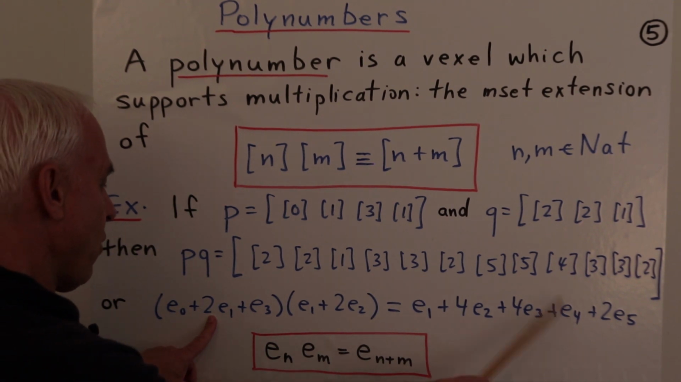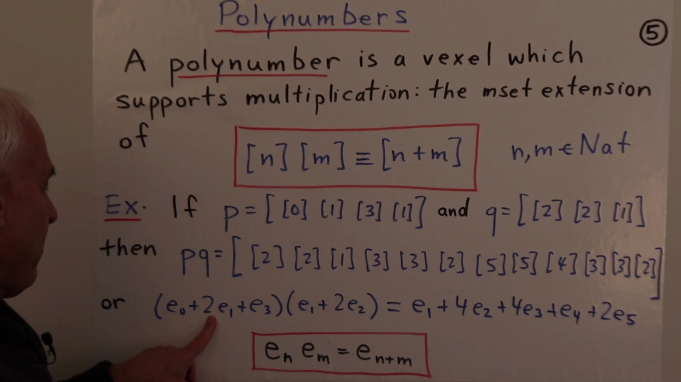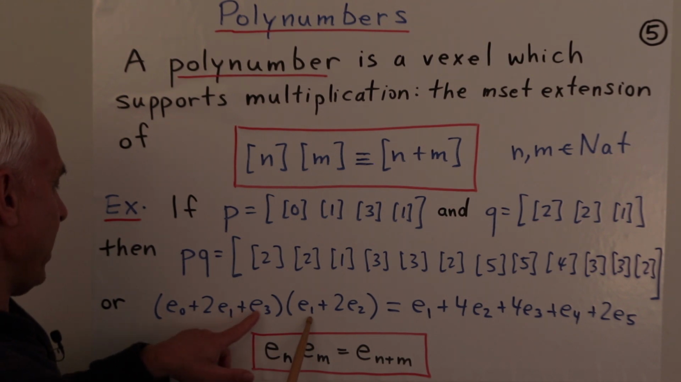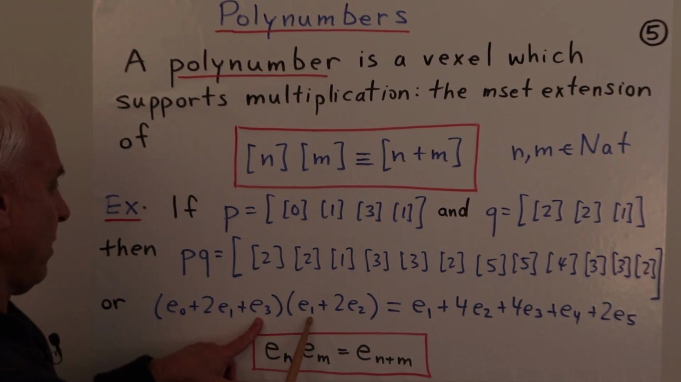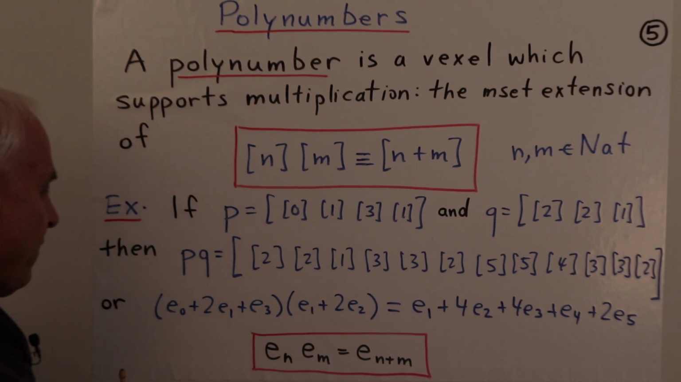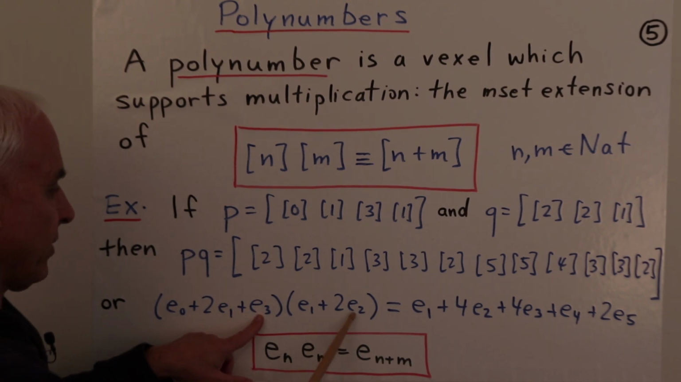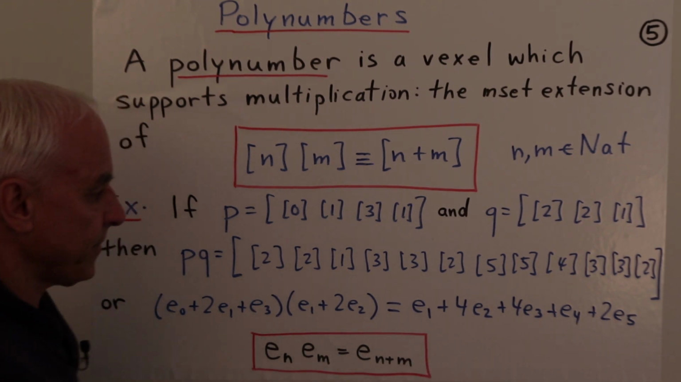How do we get an E4? We get an E4 by multiplying an E1 by an E3. I guess that's the only way. And how do we get an E5? Just by multiplying the E3 with the 2E2, getting 2E5.